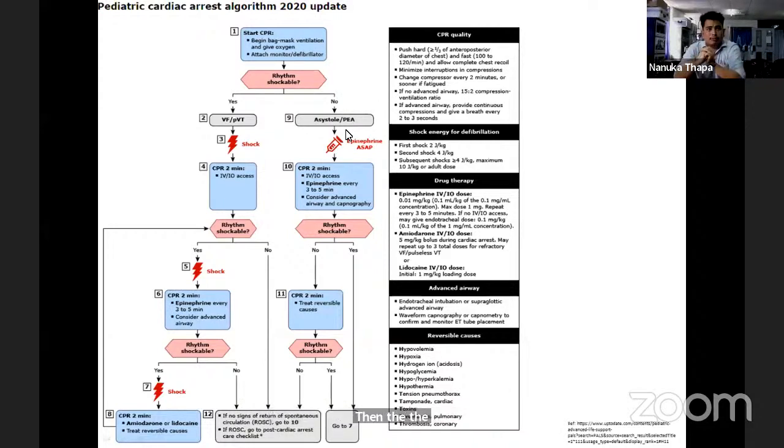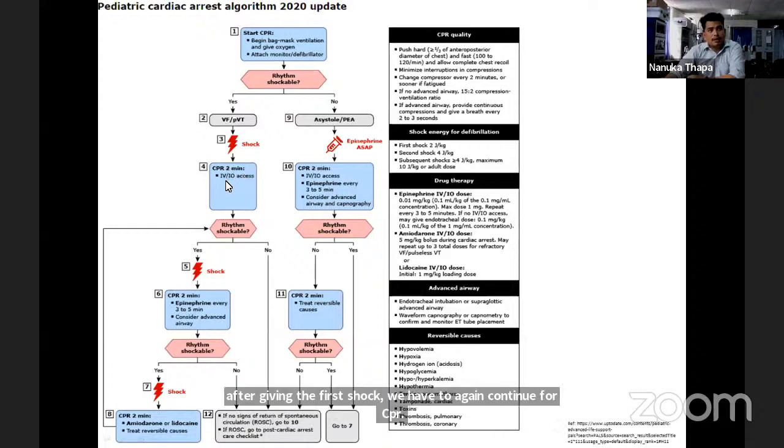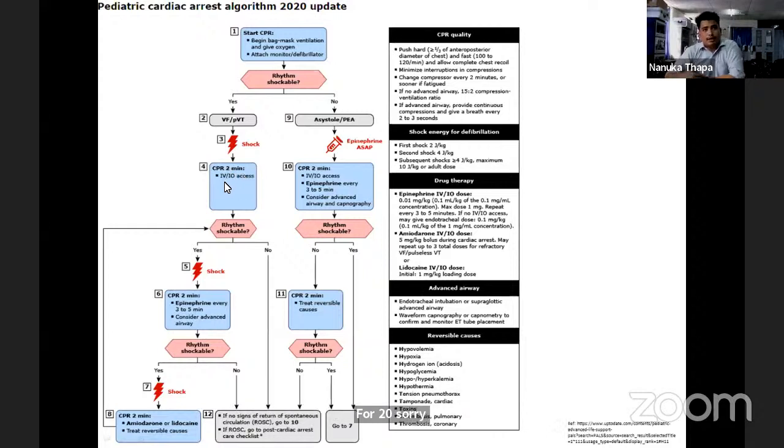So if there is a shockable rhythm, then we have to give a defibrillation. We have to give a shock, and that should be 2 joules per kg for the first shock. Subsequently, we may need to double the dose. After giving the first shock, we again continue CPR for 2 minutes. In the meantime, we should also have IV or intraosseous access, whichever is possible at that time.